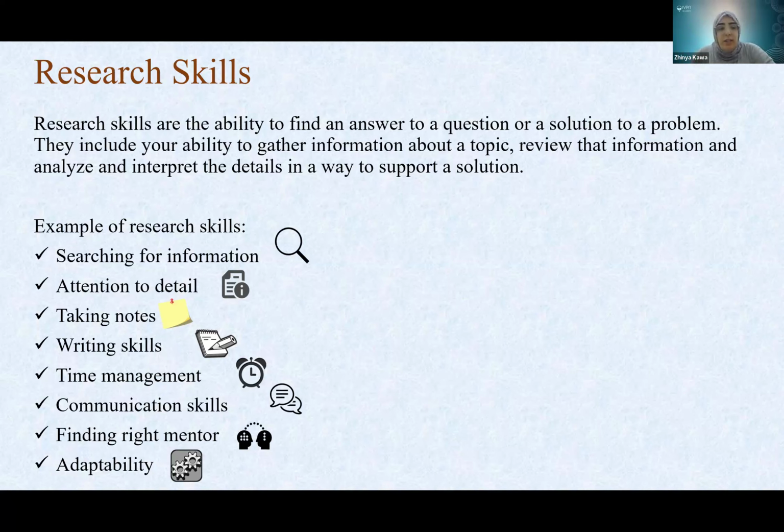The third one is taking notes. It's so important to know how to take notes from the paper that you're going to read, because if you just highlight everything in the paper, that will be really useless and time-consuming. So you need to extract the details and take notes with them. That's why it's called taking notes.